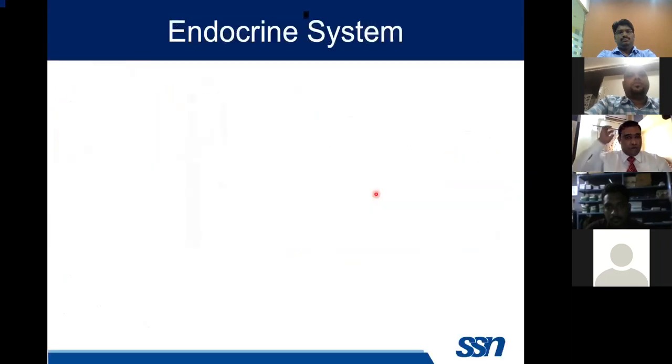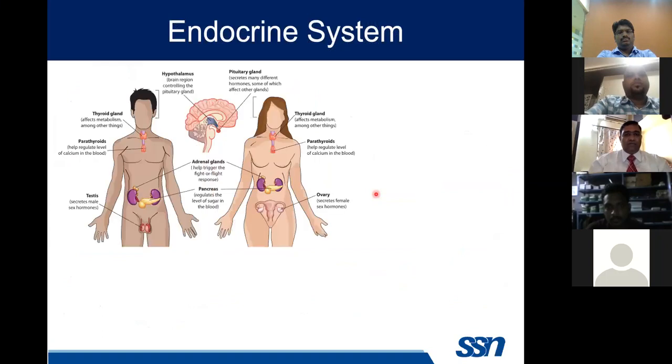Now coming to the endocrine system. Endocrine means those glands which secrete their secretions directly into the blood. And we have the hypothalamus in the brain, and then the thyroid gland and parathyroids. Thyroid gland affects metabolism, our temperature, energy expenditure. Parathyroids regulate the calcium in the blood. Testes secrete male sexual hormones.